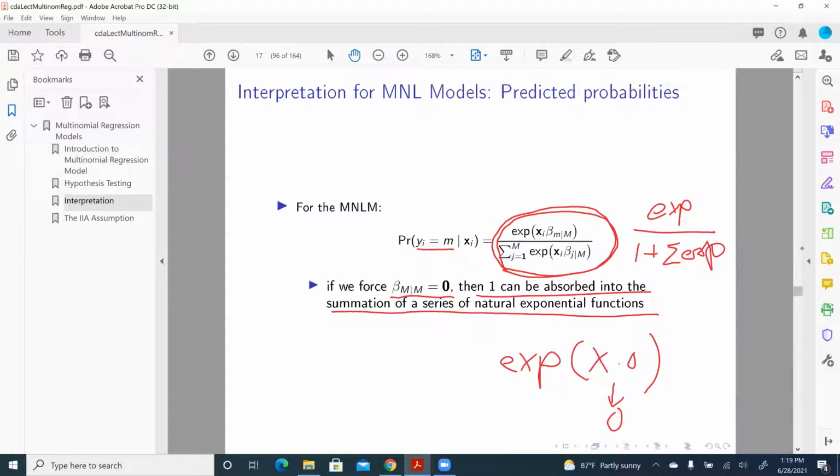So in general, if we force the regression coefficient vector for the odds comparison of capital letter M over capital letter M equal to 0, then that one term can be absorbed into the summation, which makes our expression of the predicted probability much easier. Okay, so we can use predicted probabilities once we figure out beta here, right, for each odds comparison or from the minimum set of logits.